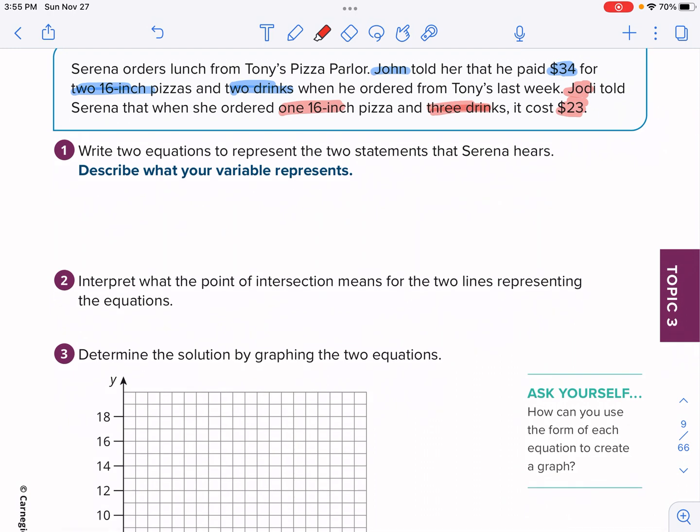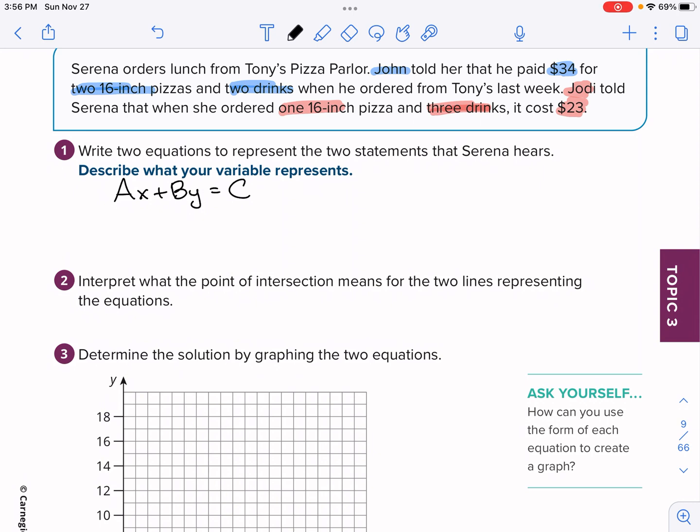So number 1, write 2 equations to represent the two statements that Serena hears. Now in this case, there is no slope-intercept form because there's nowhere where you begin. You don't pay like a startup fee or anything like that. But what we do have is we have 2 rates. We have a cost for pizza. We have a cost for drinks. When we have something like this, you write an equation in standard form. AX plus BY equal to C. And C represents the total of this left side.